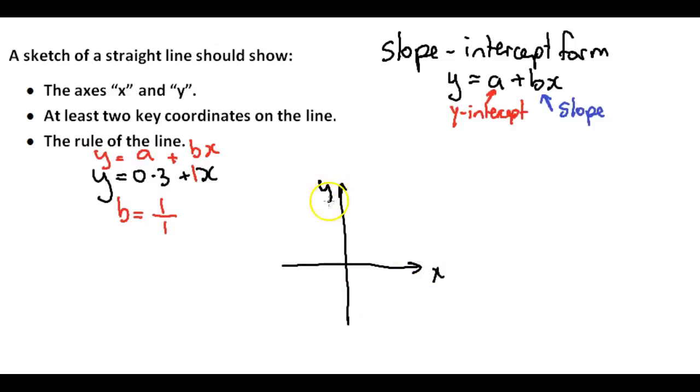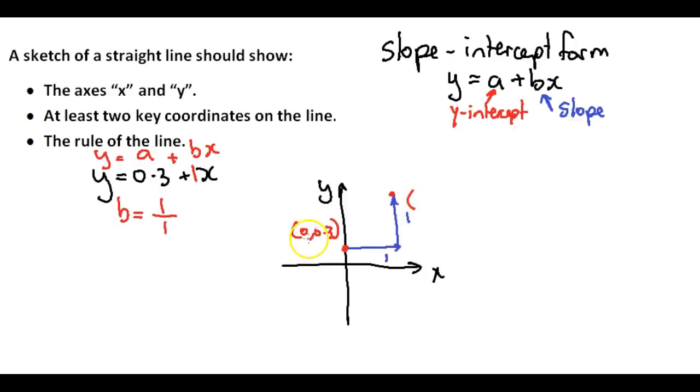And we'll put our known point, which is at the y-axis at 0.3. Let's put it about there. And it's going to go up because it's positive gradient, so it's going to go up that way. So we'll label our y-intercept. And let's draw our gradient triangle. So we're going to go across 1 and up 1. And that gives us our second point.